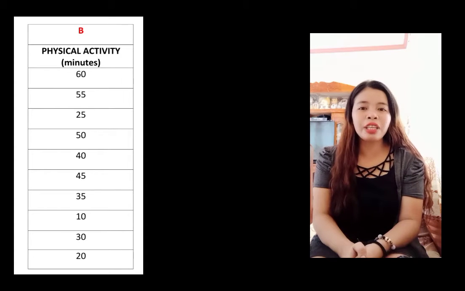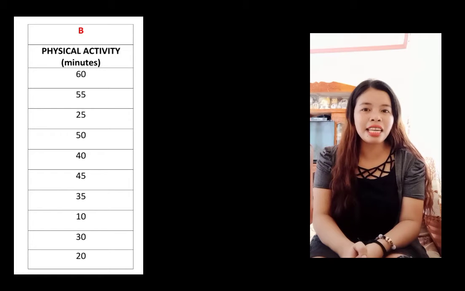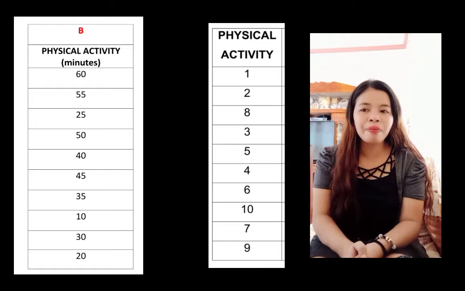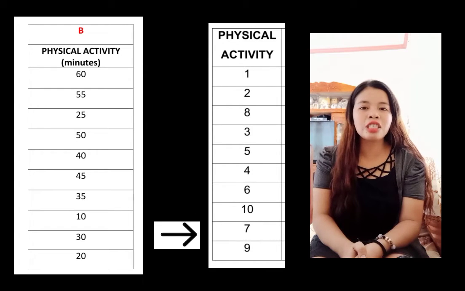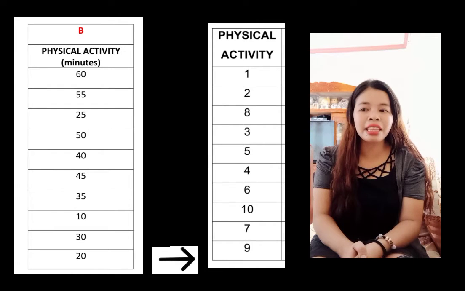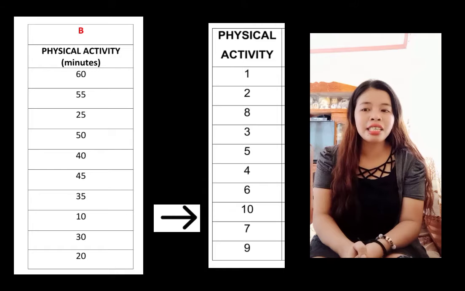So the first in the rank is 60, the second is 55, the third is 50, the fourth is 45, the fifth is 40, the sixth is 35, the seventh is 30, the eighth is 25, the ninth is 20, and the tenth is 10. So that is the number of minutes of our physical activity. So now let's proceed to our step 2.